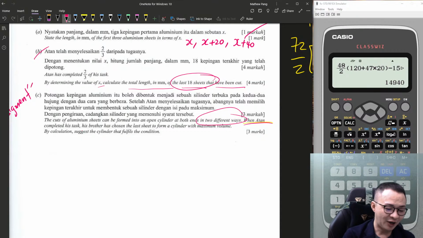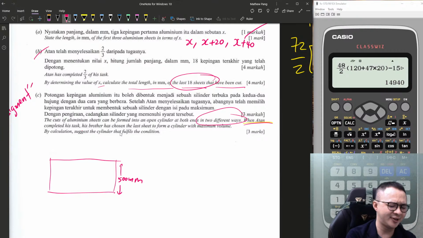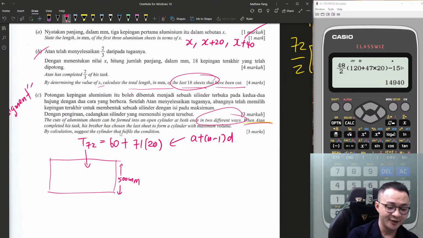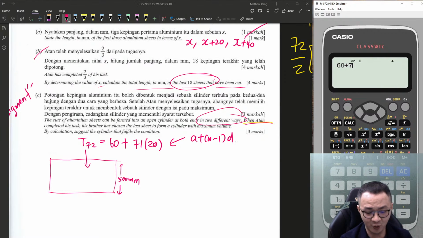So right now, I want to know what the last piece is here. The normal one is the height is still 500 mm, isn't it? Which is 50 cm, but we use mm. So the last piece is definitely T72, right? So I will just use the formula a plus n minus 1 d. a is 60, right? Plus n minus 1, 71. d is 20. Okay, this is the formula a plus n minus 1 d, to get the last piece. So 60 plus 71 times 20.